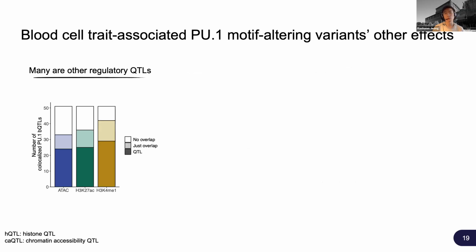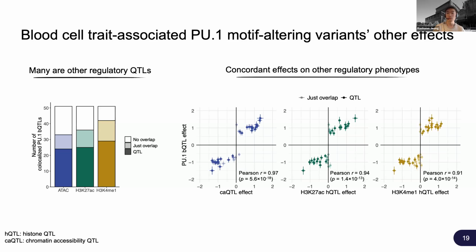To better understand the regulatory effects of the colocalized PU1 BQTLs, I evaluated the associations to various regulatory phenotypes. I analyzed ATAC-seq and histone ChIP-seq data from lymphoblastoid cell lines to generate chromatin accessibility QTLs and histone QTLs. Around half of the colocalized PU1 BQTLs with motif-altering variants were associated with chromatin accessibility and H3K27 acetyl and H3K4 monomethyl marks. And those QTL effects were strongly correlated with PU1 BQTL effects, suggesting that the changes in PU1 binding may affect gene regulatory activity in the locus.